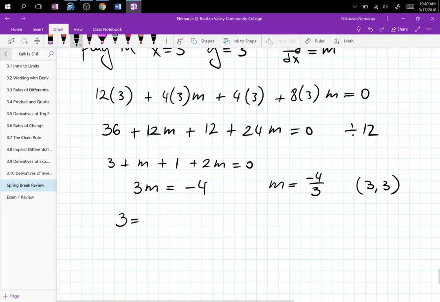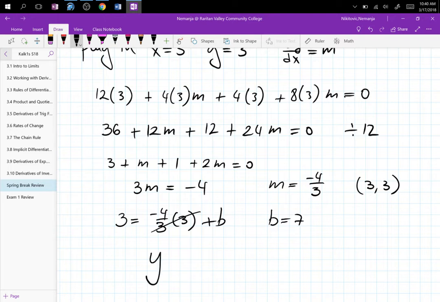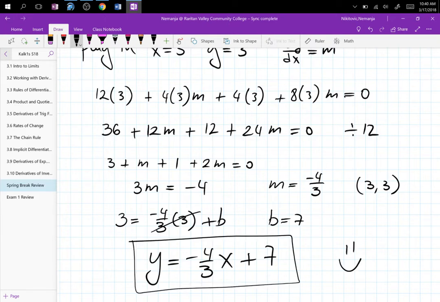So 3 equals negative 4/3 times x is 3 plus b. These guys die. b is 7. And your tangent line is negative 4/3 x plus 7. And happiness. So easy when I do it, right? Yeah, I know. People say, wait, yes.